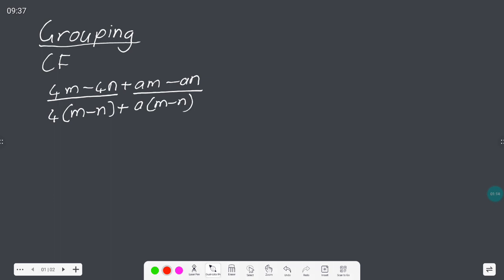Now, I ask myself, what can I take out commonly now? I can take out this entire bracket, which is m minus n. So, if I take out m minus n, what will I have left? Everything that's outside the bracket, which is 4 plus a. Okay, another example.